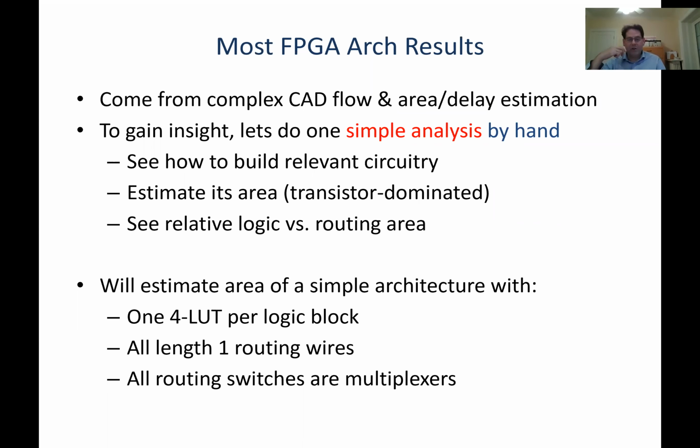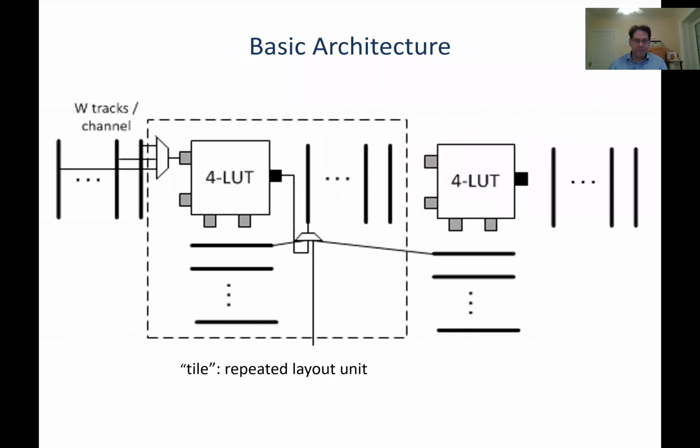All of our routing wires are going to be length 1, so they only go past one logic block before they end. And all of our routing switches are multiplexers. There are multiple ways you can build routing switches, but multiplexers are actually a pretty good choice, so we're going to use them.